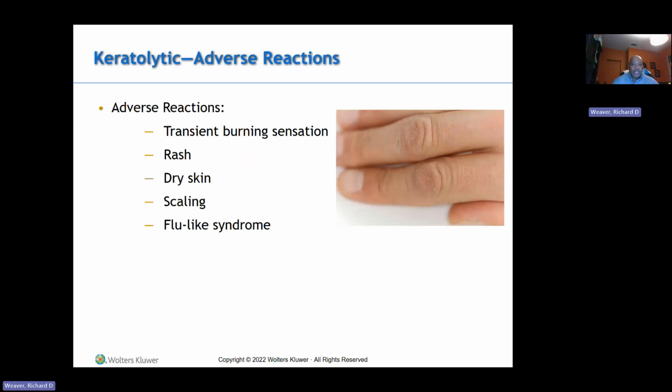These drugs are also well tolerated. Occasionally, these patients may feel local symptoms along with scaling and flu-like syndrome.